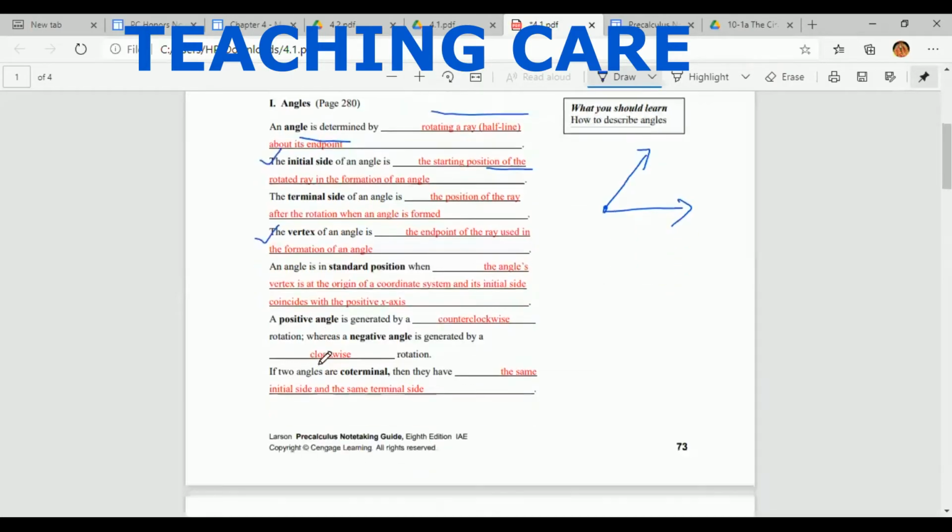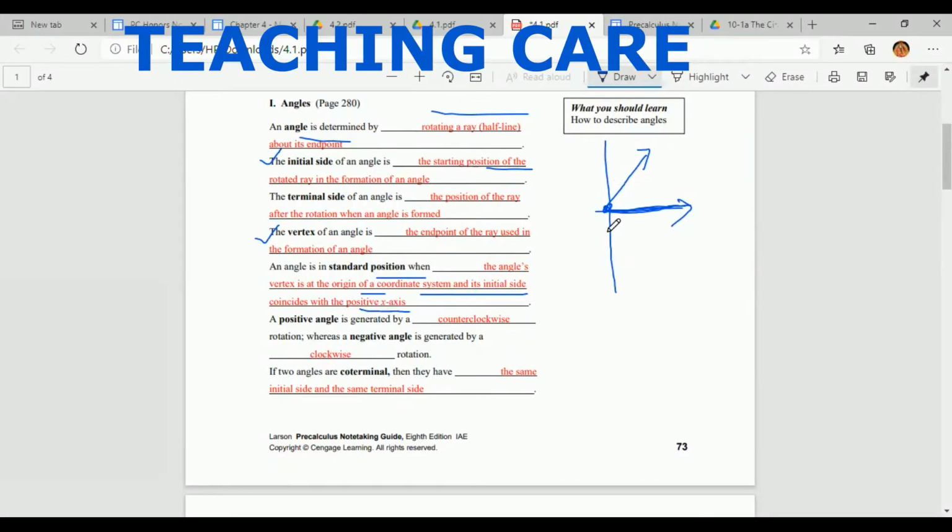Okay. Yep. Now, an angle is in standard position when the angle's vertex is at the origin of a coordinate system and its initial side coincides with the positive x-axis. Standard position means your angle's vertex is at the origin of a coordinate system and its initial side coincides with the positive x-axis. That means it should be like this. You understand? This is the origin. This is called a standard position. This initial side coincides with the positive x-axis.